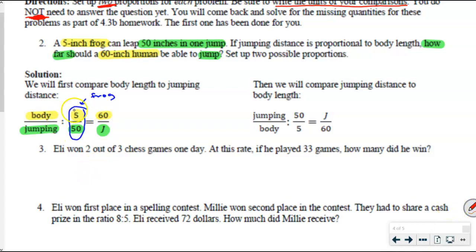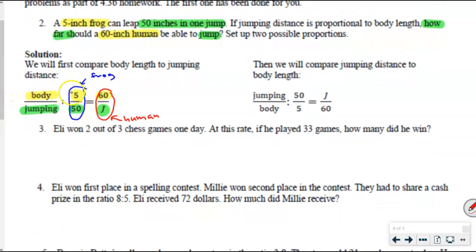Notice all of this was representing the frog. All of this here is representing the human. So this is still organized in a very reasonable way. All of the frog's information is together. All of the human's information is together. We can have all of the body information on the top, all of the jumping information on the bottom. So it makes perfect sense.